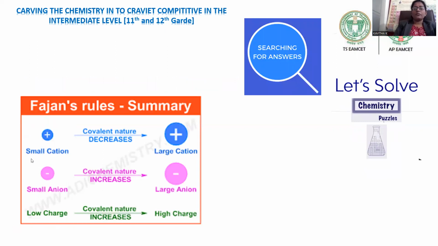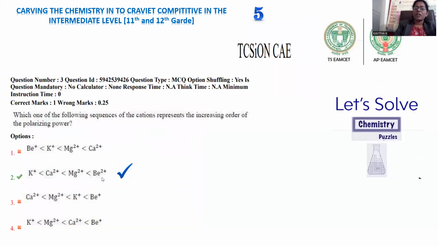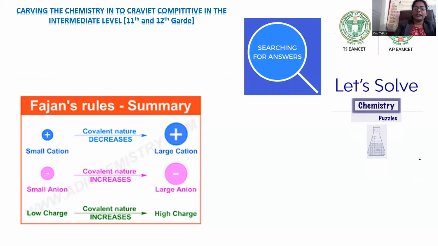If we are moving from small cation to large cation, covalent character will decrease. If we are moving from large cation to small cation, covalent character increases. That is only proved over here. Small cation is Be2+, so it will be more covalent in nature. And larger anion is more preferable. Small cation, larger anion, then only stronger the covalent bond. So that is very simple, fundamental for covalent bond formation. Smaller the cation, larger the anion are required.